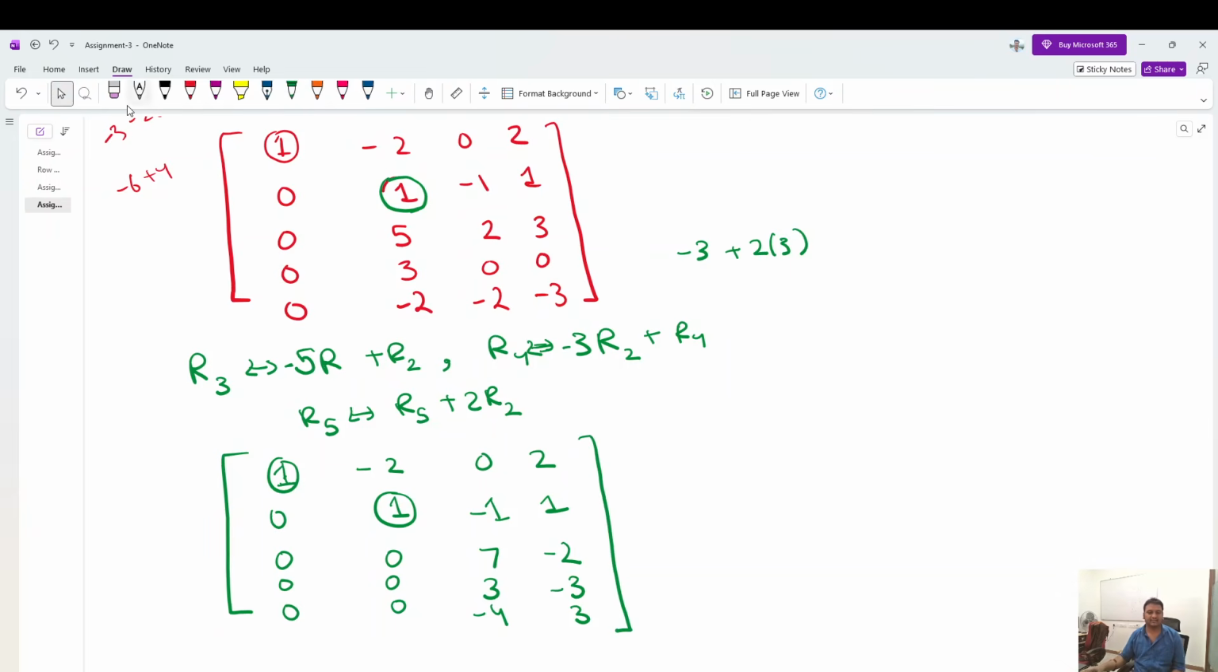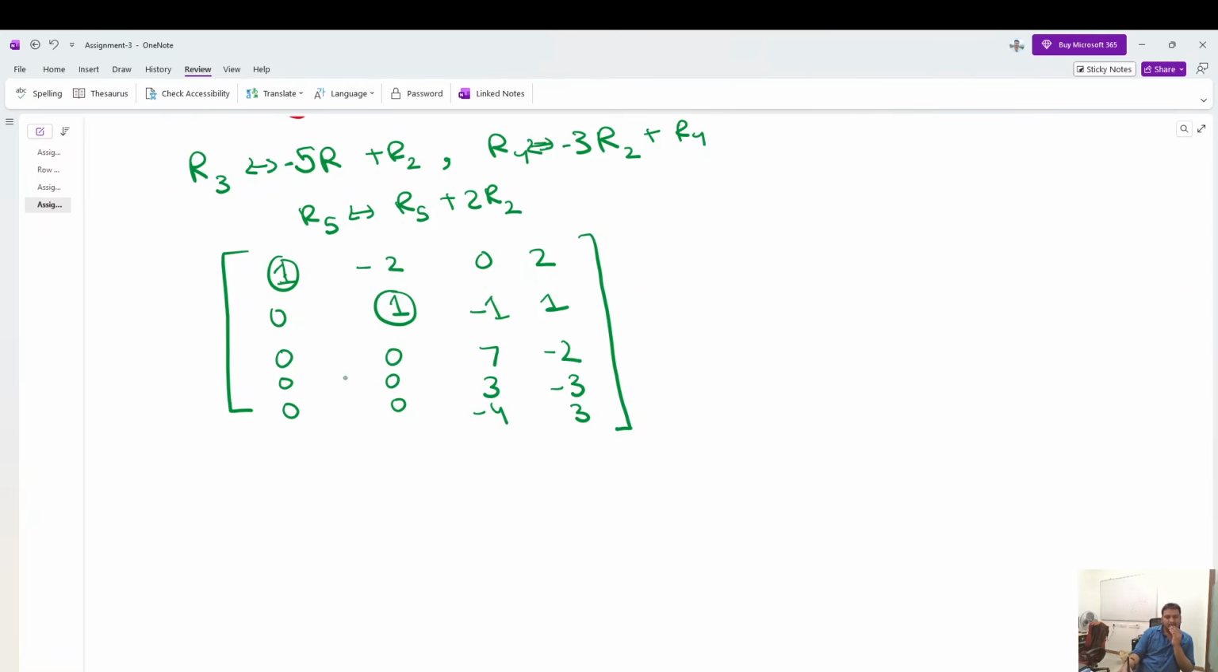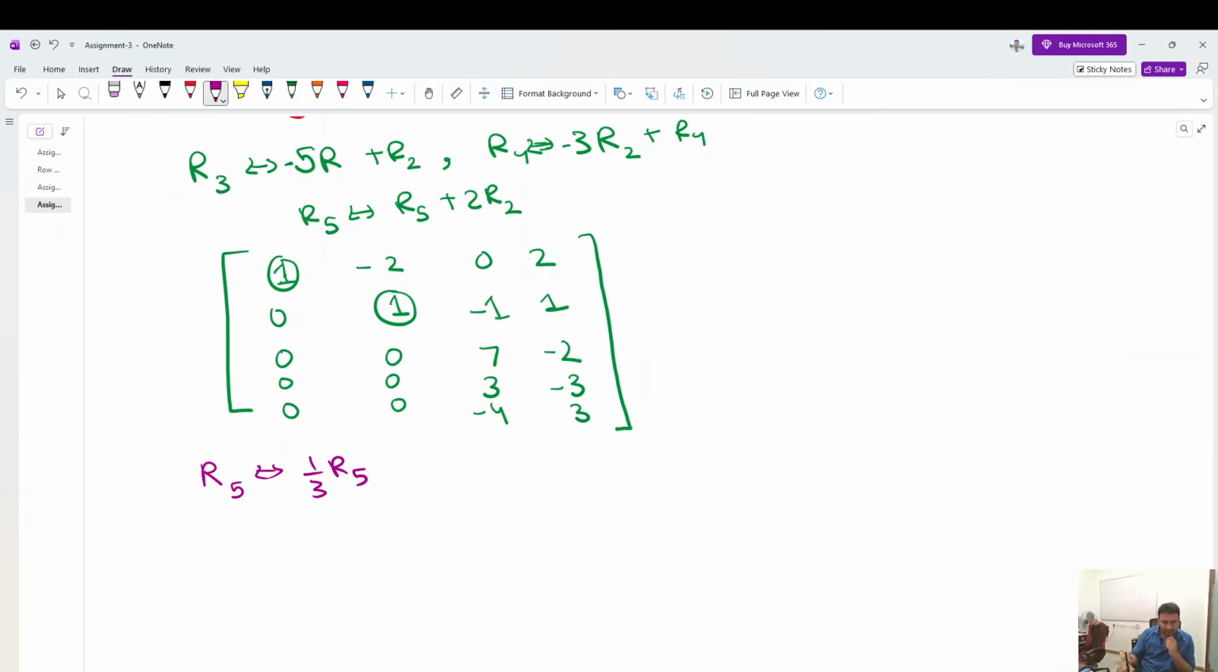Okay, very nice. Now you have this, right? Now you have to move on to the next row, and this will be your pivotal element, right? This is 7. Here is 3, but here is minus 3. So now I will give you a trick, so that you can simplify your calculation a bit. What you do, you multiply row 5 by 1 by 3. Okay.